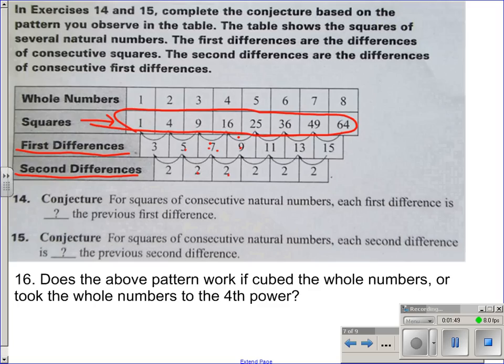Okay. So, your assignment: make a table like this, with whole numbers, not squares, but cubes. If you don't believe it's going to work, try the 4th powers. Even if you just want to do the 4th powers, I'm fine with that. Either do cubes or 4th powers, it's up to you. But then find those first differences, find those second differences. You're trying to figure out a pattern. Does a similar kind of pattern work?